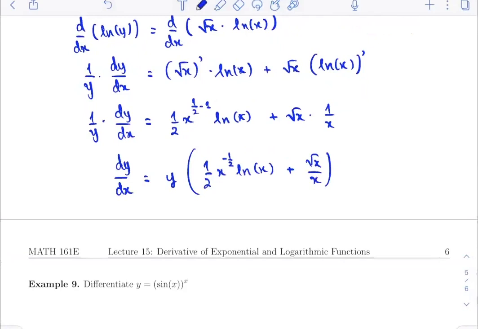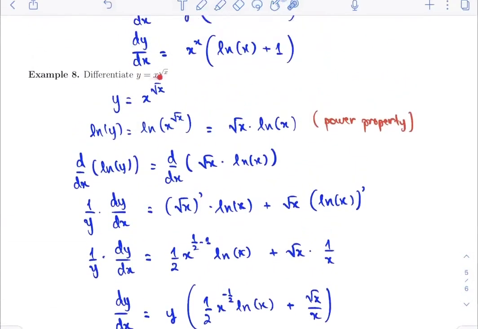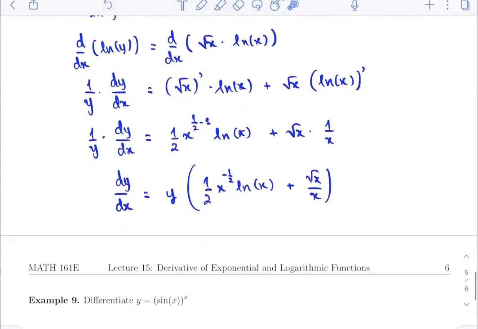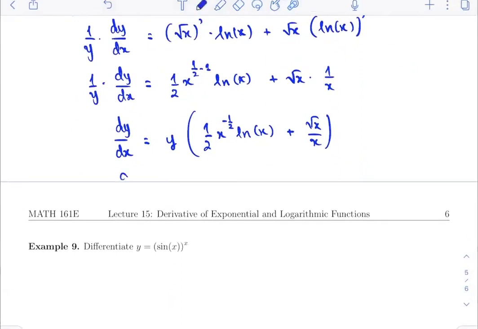Again, the result we just got contains y. We don't like that. We want to obtain the solution in terms of x only. So that means you go back to the original function, y equal to x to the square root of x, and substitute that into the result to obtain the final solution. That is dy/dx equal to x to the square root of x times 1/2 times x to the negative 1/2 times ln of x, plus square root of x over x.